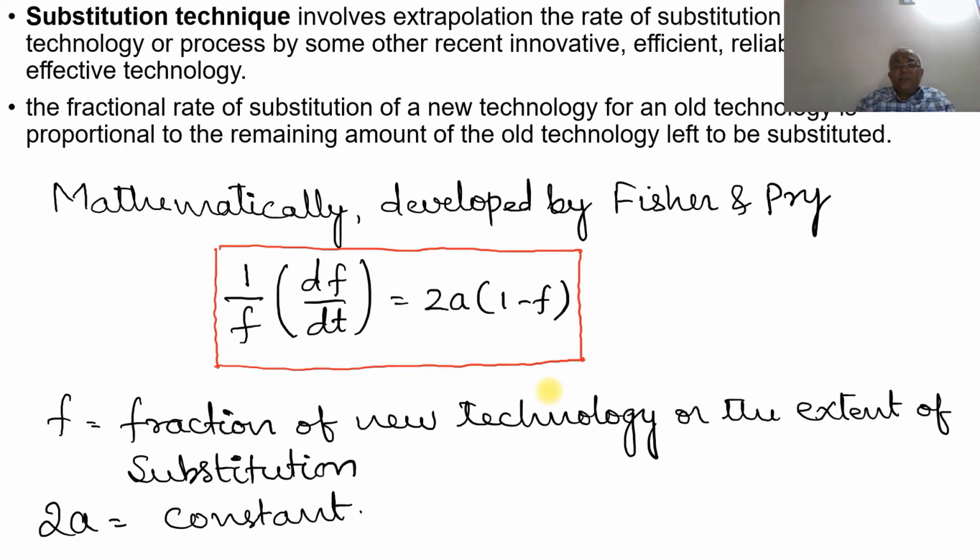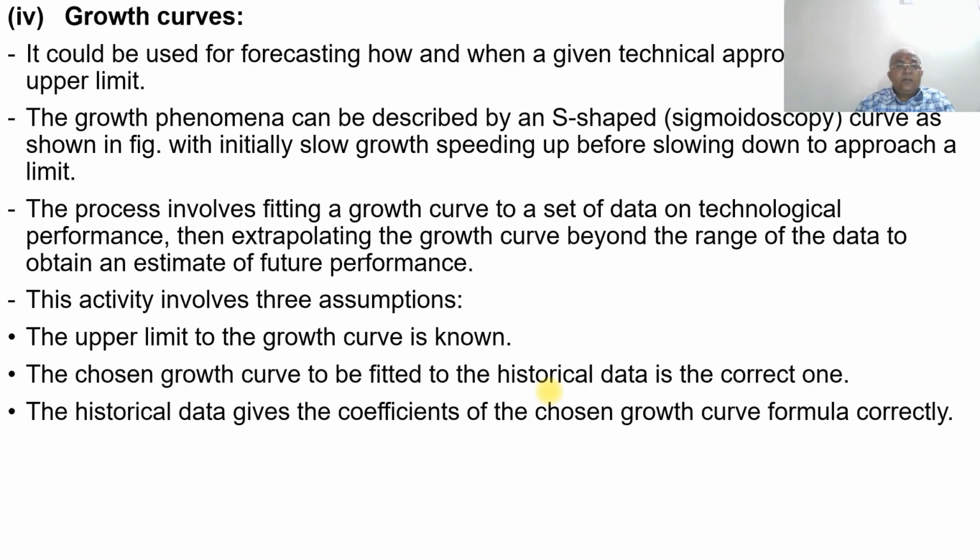The fractional rate of substitution of a new technology for an older technology is proportional to the remaining amount of the older technology left to be substituted. According to Fisher and Pry, (1/f)(df/dt) = 2a(1 − f), where f is the fraction of new technology or the extent of the substitution and 2a is the constant. Then in our next video, we will discuss the growth curves.